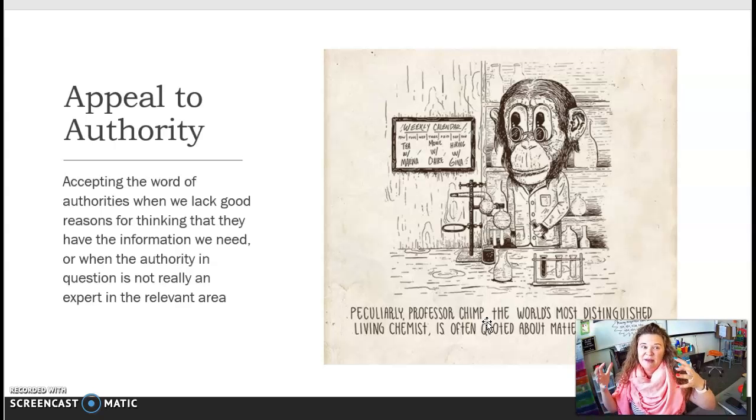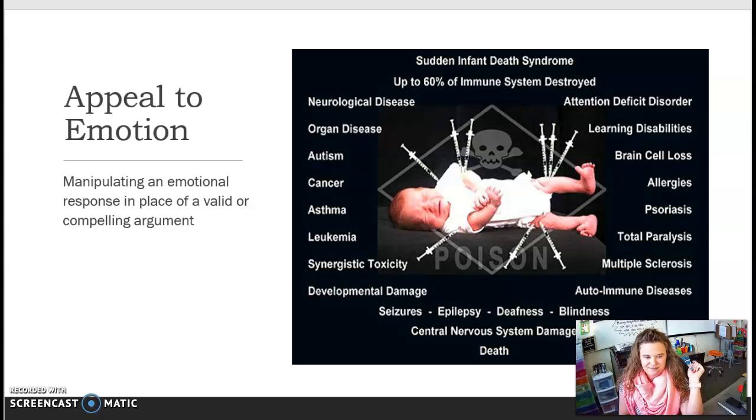That would be like if I got up here and I'm an English teacher and I started teaching you all about math and I told you how great of a math teacher I was. I have no authority in math. I can't do that. That's a logical fallacy if I start saying that I'm good at math even though I'm an English teacher. Pause the video and write your own example of a logical fallacy that is an appeal to authority.